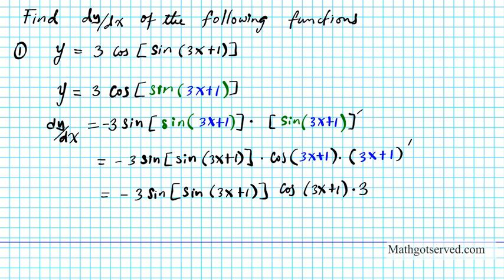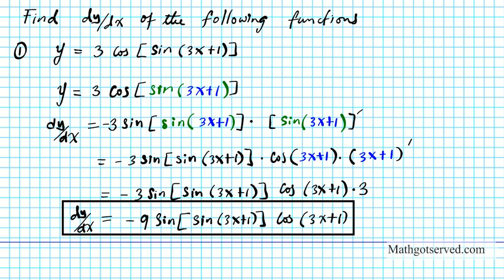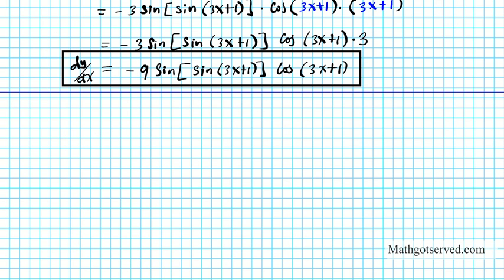Now to finish this up, I'm just going to multiply this 3 by this 3 in front. So our final answer, dy dx, is going to be negative 9 sine of the sine of 3x plus 1 times cosine of 3x plus 1. Okay, so there goes your final answer for the derivative of question number 1. Alright, now let's move on to number 2.